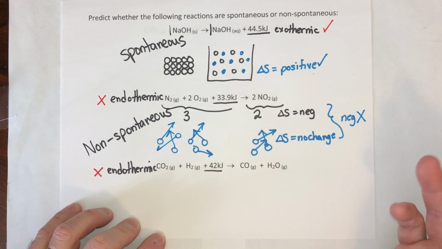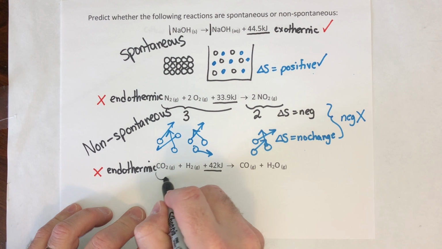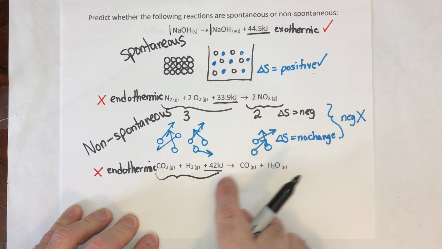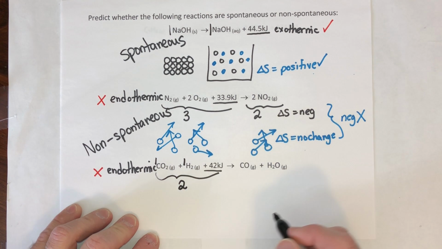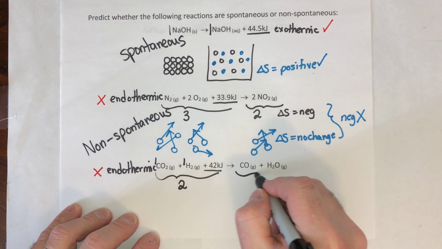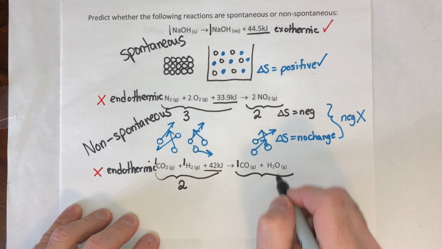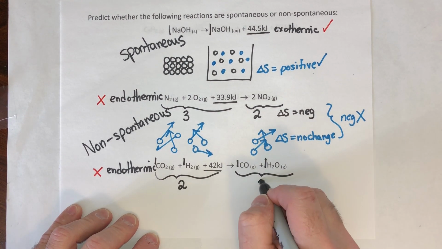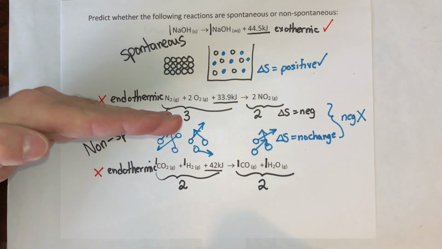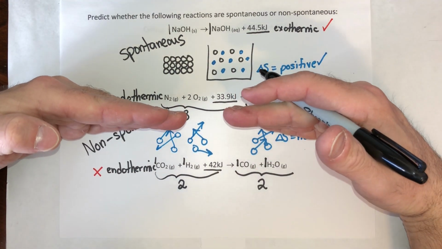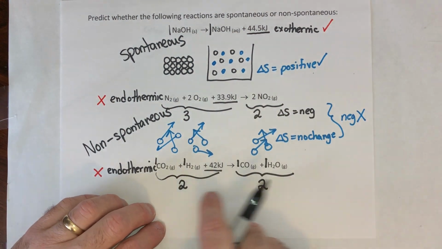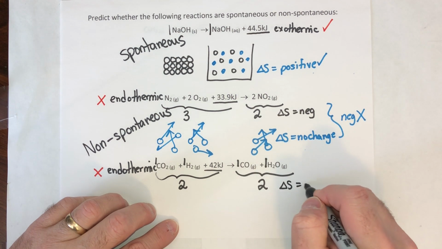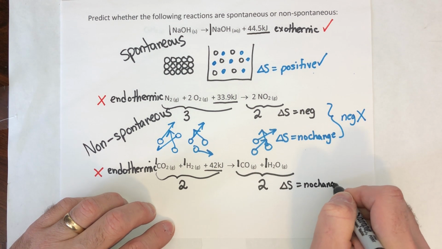Second thing I'm going to do is look at the phases. So if I count here on the reactant side, I've got 1 carbon dioxide, I've got 1 hydrogen gas. So 1 plus 1 is 2 particles. If you look over here on the product side, I've got 1 carbon monoxide, I've got 1 water, so 2 particles. So if you go from the chaos of 2 particles to the chaos of 2 particles, have you really changed anything? Not really. So if you go from 2 to 2, this is saying the delta S probably not going to change, no change.